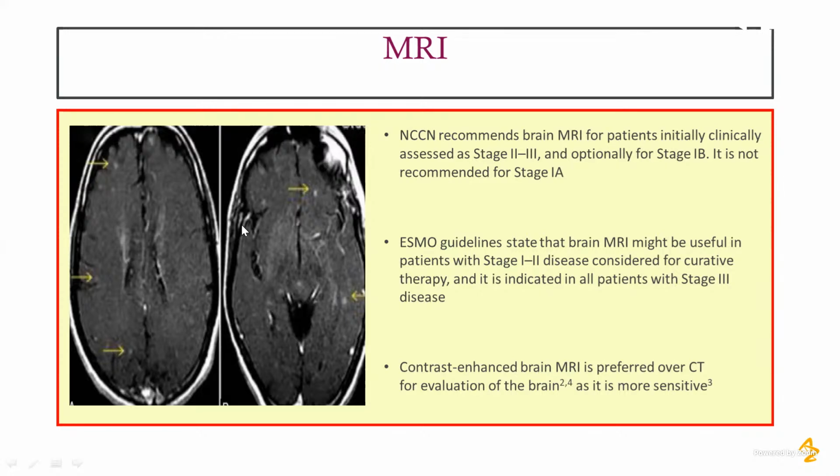But at the same time, ESMO guidelines state that brain MRI might be useful in patients with stage 1 or stage 2 disease considered for curative therapy, and it is indicated in all patients with stage 3 disease. Contrast-enhanced MRI is preferred over CT scan because it helps in better delineation of the soft tissues. As we see here, there are multiple brain metastases on the MRI scan of this patient.